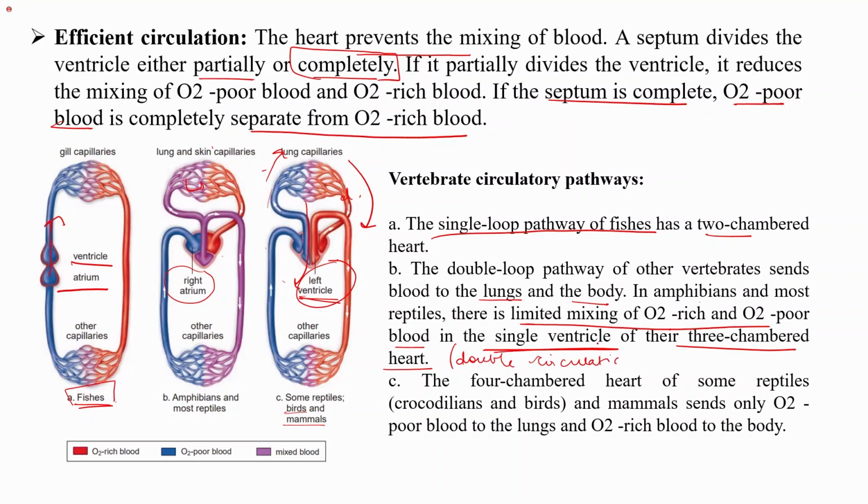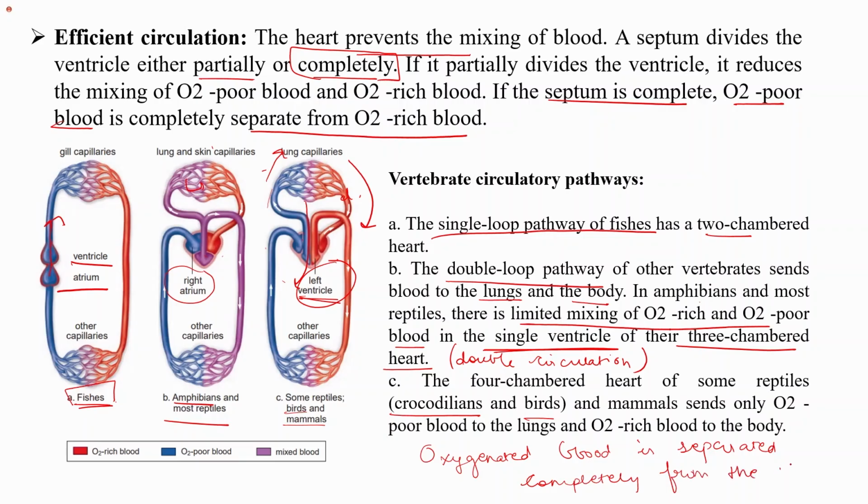There is double loop pathway, right? So it is a three-chambered heart which is present in most of the reptiles and in amphibians. While in some reptiles, for example, crocodiles, and in birds and mammals, there is a four-chambered heart. So in the four-chambered heart, there is no mixing of the oxygen-poor and oxygen-rich blood. Therefore, oxygenated blood is separated completely from the deoxygenated blood, right?